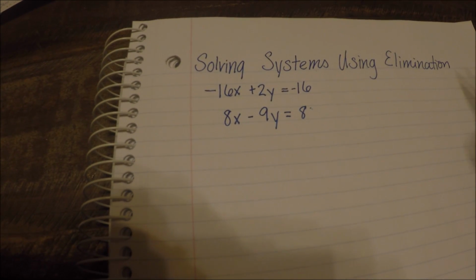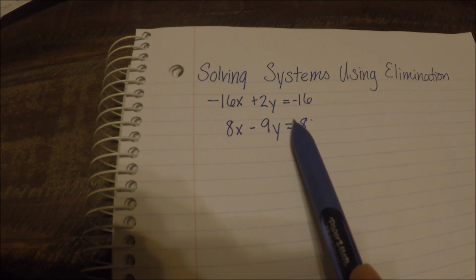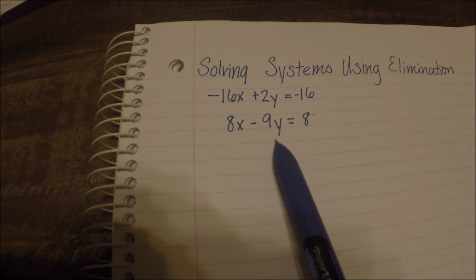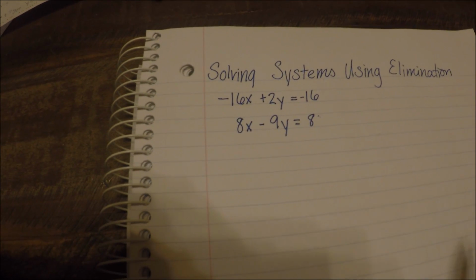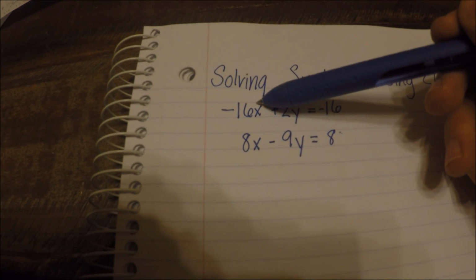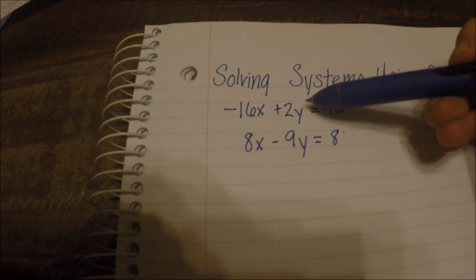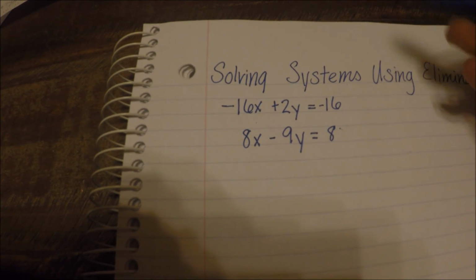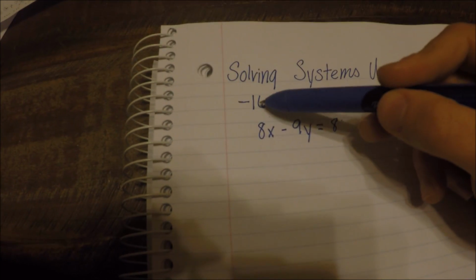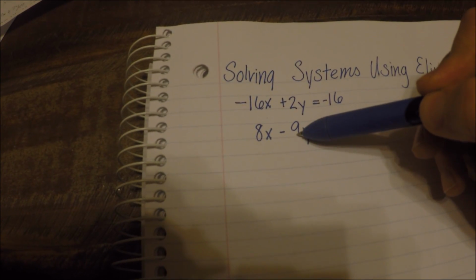So let's look at the two equations we have today. Negative 16x plus 2y equals negative 16, and 8x minus 9y equals 8. So let's look at our coefficients. We have a coefficient of negative 16 and 8 for our x's, and coefficients of 2 and negative 9 for our y values. Now, negative 16 and 8 aren't opposites, and 2 and negative 9 aren't opposites.